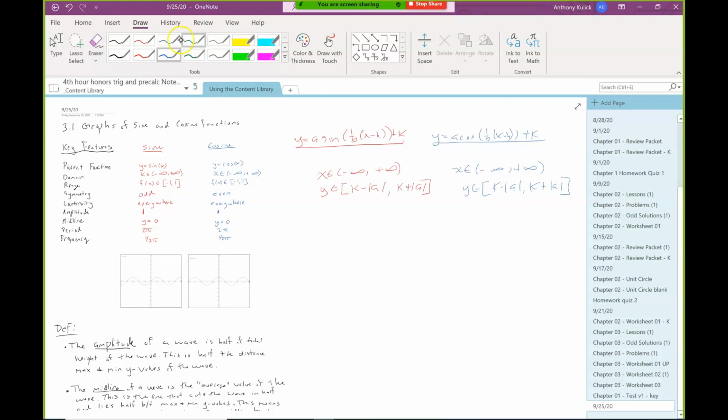And then the other thing that we're going to worry about is the amplitude, the midline, the period, and the frequency, and seeing how those change. So the amplitude is the distance from midline to a maximum or a minimum, right? If I pick up and move that up or down, is that going to change that distance? No, right? The distance would remain the same. If I move things left or right, is that going to change the distance? If I stretch things vertically or horizontally, will that change the distance? Vertical, yes, right? If we stretch it vertically or shrink it vertically, that distance is going to change.